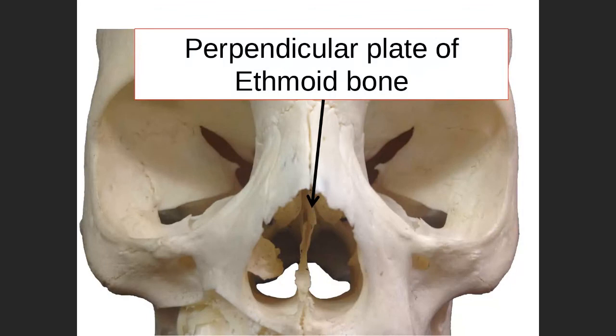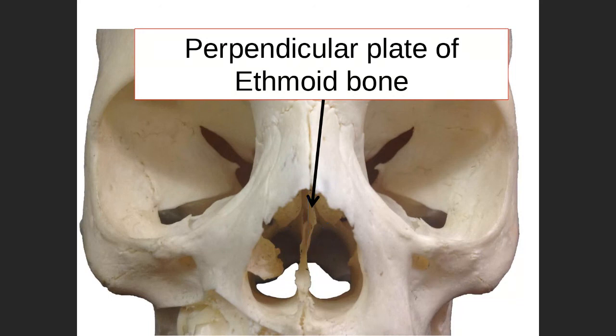So the upper portion of the nasal septum is formed from the perpendicular plate of the ethmoid bone. So pretty much above this blue line that I'm putting in, all above that, right here where this other blue line is coming in, all of that is going to be the perpendicular plate of the ethmoid bone.